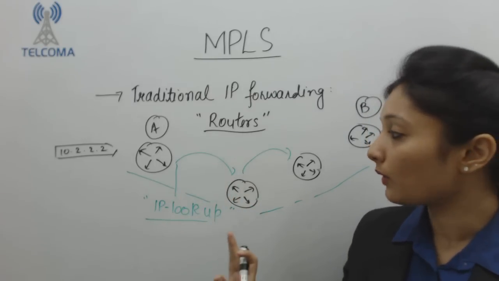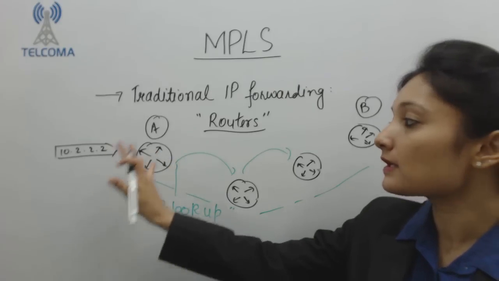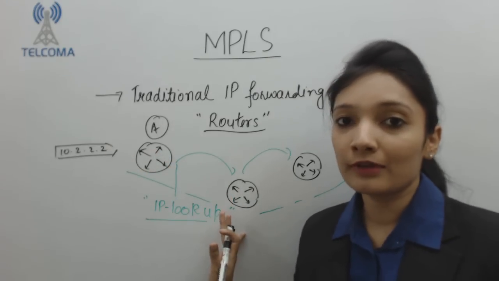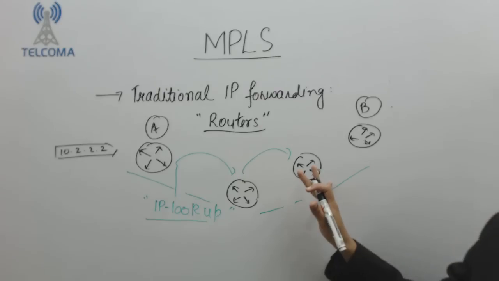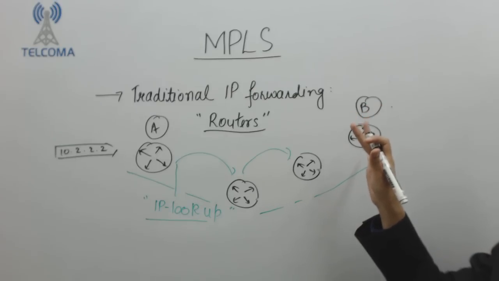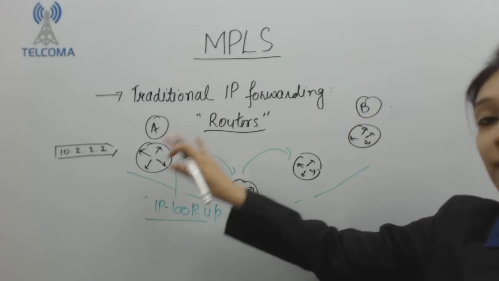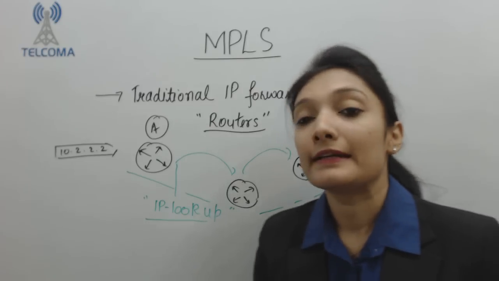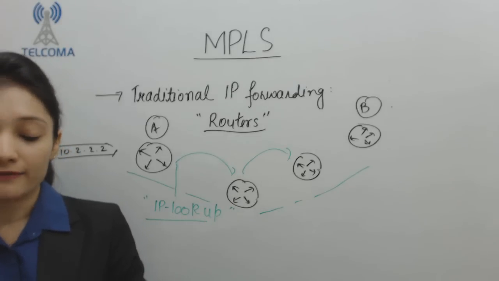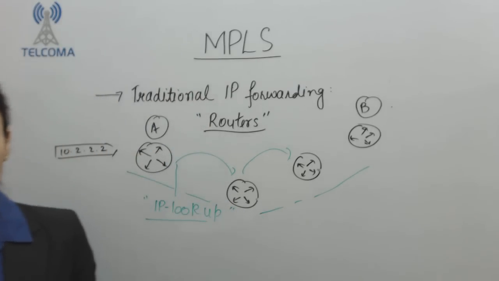These routing lookups will be performed on every hop. Like from this router to this router, we have one hop. At this hop, the lookup will be performed. At the next hop, again the lookup will be performed. And then the packet will finally reach its destination. So this lookup will continue until the final destination is reached.